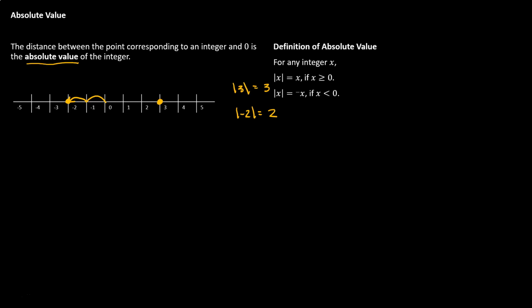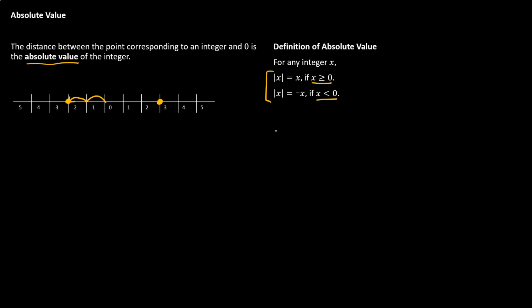There is a formal definition for absolute value, which says anytime you take the absolute value of a number, it can be broken up into these two rules. We use the top rule if we're looking at a positive number, or 0, and the bottom rule if we're looking at a negative number.